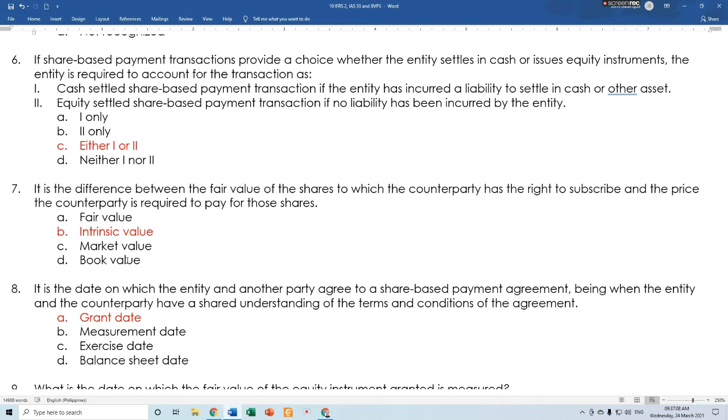Okay? So, ultimately, ang magdedetermine kasi kung sino or kung ano yung tatanggapin is syempre yung recipient. Okay? So hanggat hindi ka pa sure kung ano yung component na tatanggapin, kung equity ba or yung cash, then we need to recognize both the cash and the equity component of the share-based payment transaction.